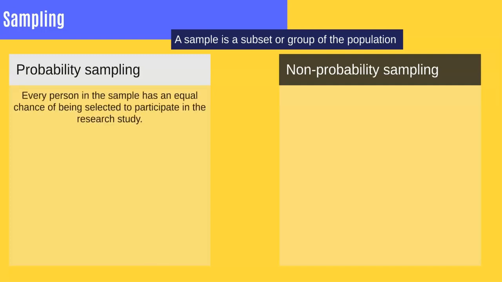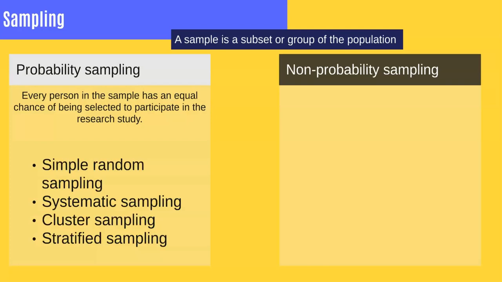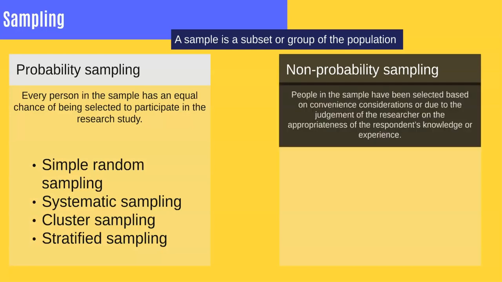For probability, every person in the sample has an equal chance of being selected to participate in the research study. So everyone has a chance. You can use simple random sampling, systematic sampling, cluster sampling, and stratified sampling. Even if you don't have the textbook, you can easily Google these four terms and you will see exactly what they mean. So I won't go into detail. Make sure you review these four techniques.